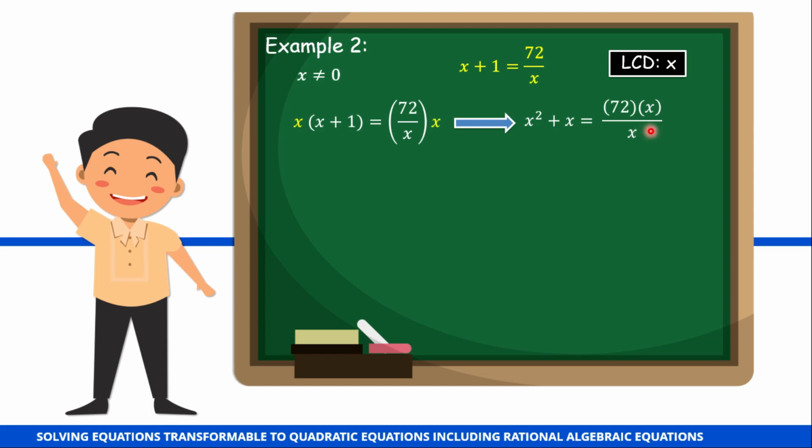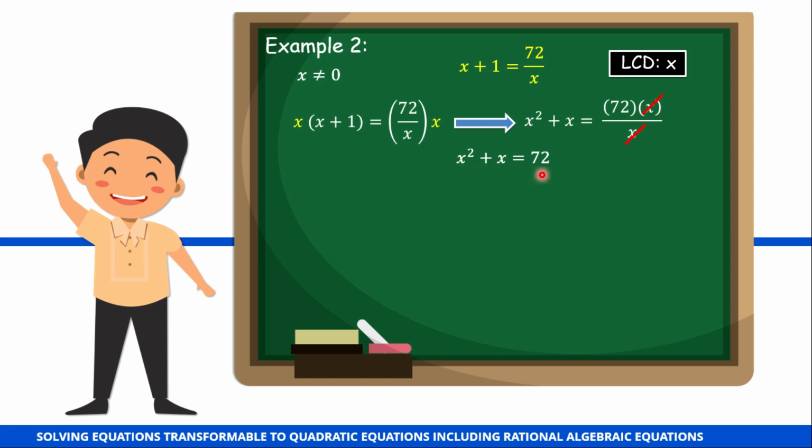The reason kung bakit hindi ko pa siya i-multiply ay dahil mas madali nating makikita ano yung ma-eliminate natin or ma-divide natin sa numerator and denominator. So dito, kita natin na maaari na nating i-divide si x sa ating denominator na x. So this will be eliminated. Simplify natin, ang matitira sa ating equation ay x squared plus x is equal to 72. Kasi x divided by x, that is equal to 1. So may iwan na yung ating 72.